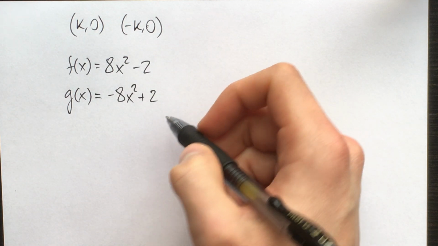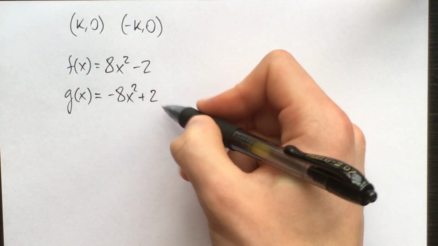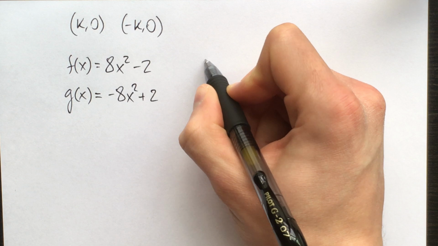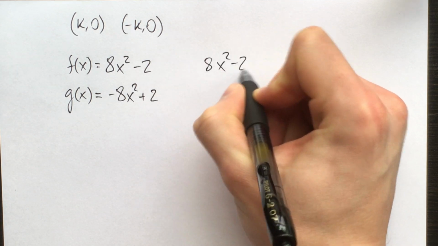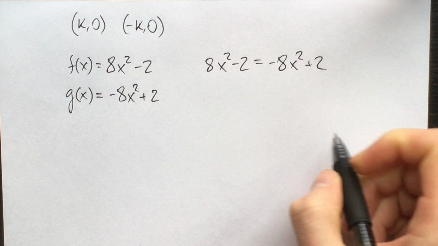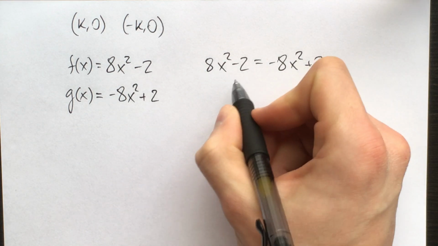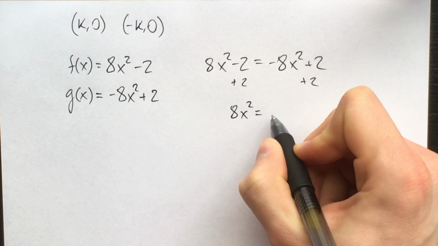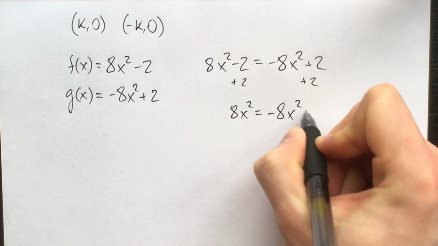So how do we find graph intersections? We just set the two equations equal to each other and solve for x. So that means in this case we have 8x squared minus 2 is equal to negative 8x squared plus 2. So solving for x, let's add 2 on both sides. We get 8x squared is equal to negative 8x squared plus 4.